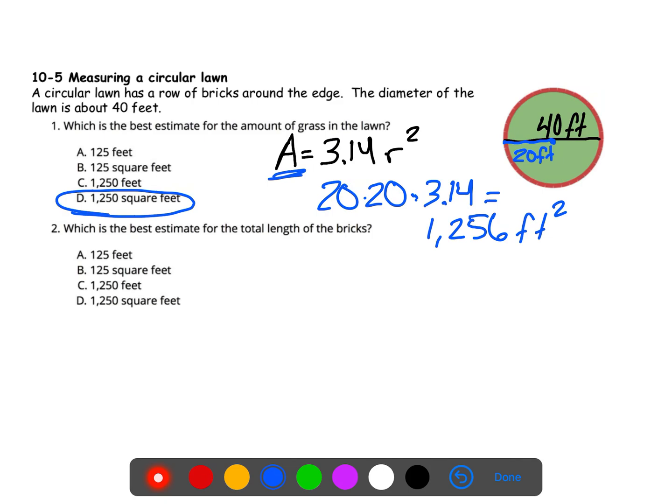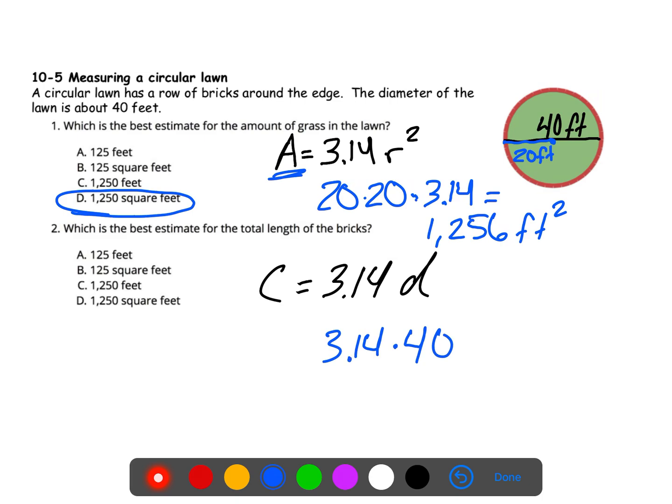For the second one, we're looking for the best estimate for the total length of the bricks. Remember, the bricks were surrounding the lawn. So the total length of the bricks all the way around the brick edge here is going to be the circumference. And circumference, since we're estimating, is 3.14 times the diameter. That's 3.14 times 40.